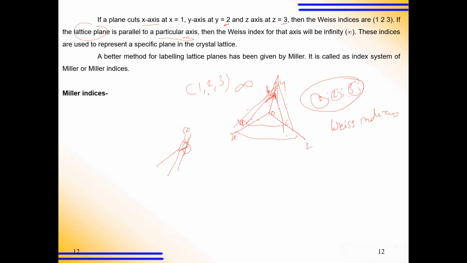So these Weiss indices, if the plane cuts the x-axis, y-axis, and z-axis, are 1, 2, and 3. So that is the Weiss indices, meaning 1, 2, and 3. These are whole number indices. But the Weiss index is infinity when the plane is parallel, right? So these indices are used to represent a specific plane in the crystal lattice. And a better method of labeling these lattice planes has been given by Miller.